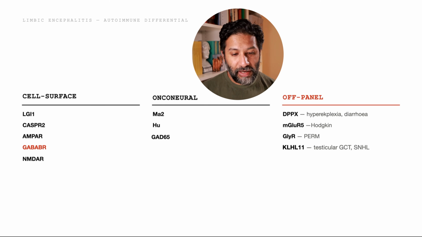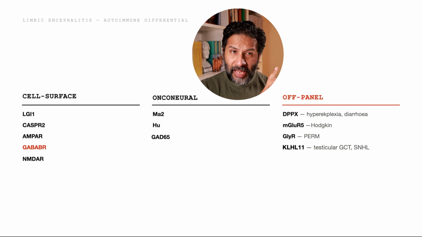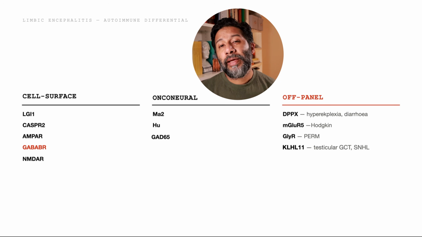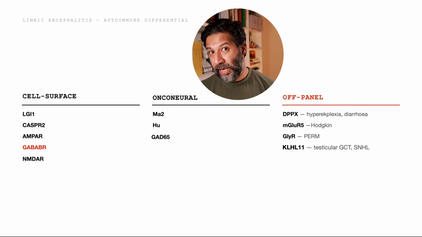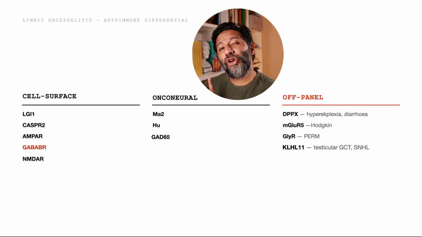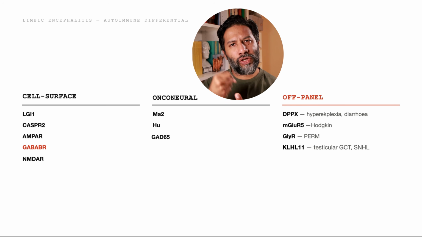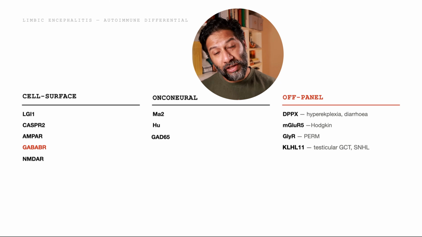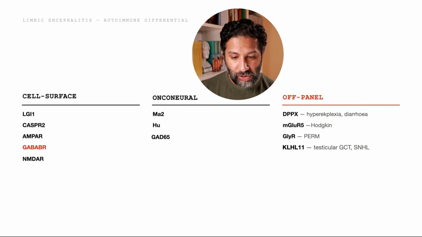So if we think about the differential diagnoses for patients who present with a limbic encephalitis, we've got what we call cell surface antibodies. These are antibodies against the surface of the cell, and these are usually B-cell mediated autoimmune conditions that can be very treatable and potentially reversible. And then we have what we call onconeuronal. These are paraneoplastic antibodies, usually driven by a T-cell mediated condition where T-cells cause cytotoxic damage and cell death. And usually these are not very reversible and can have a poor prognosis.